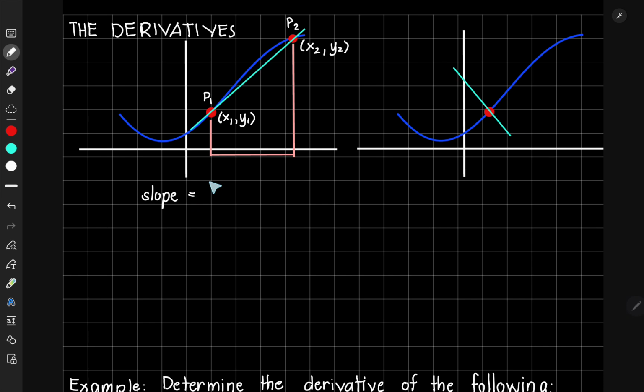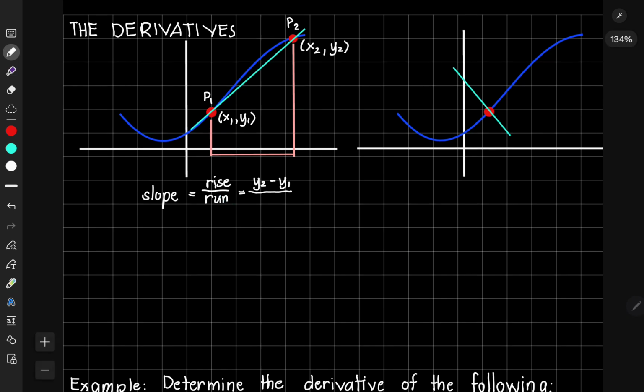slope that is equal to the rise over the run. So yung rise natin, yan yung height vertically between yung P1 and P2, which is y2 minus y1. So we have y2 minus y1. So yung run naman is yung distance between tong dalawang points, which is x2 minus x1.